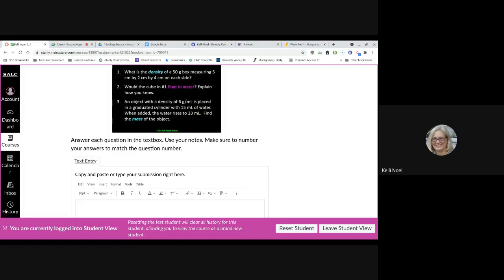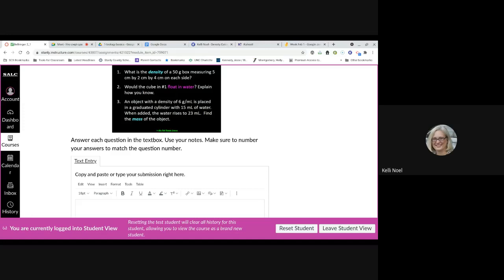5 centimeters by 2 centimeters by 4. How am I going to get the volume? 5 times 2 times 4. So before we do that, we need to do 5 times 2 times 4. What does that equal? 5 times 2 is 10, 10 times 4 is 40. So 40 centimeters cubed. So we have our volume.